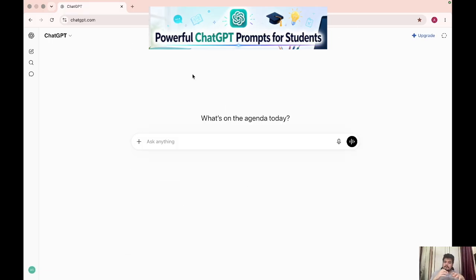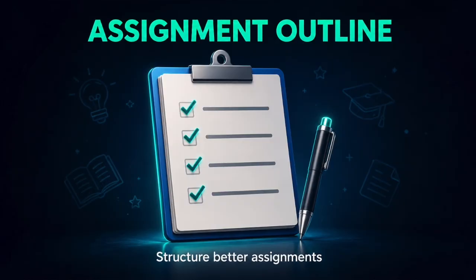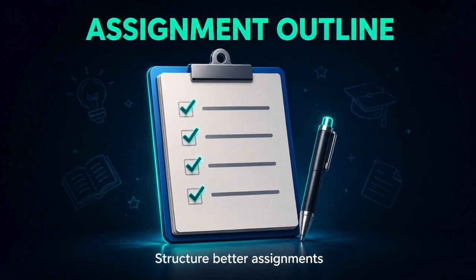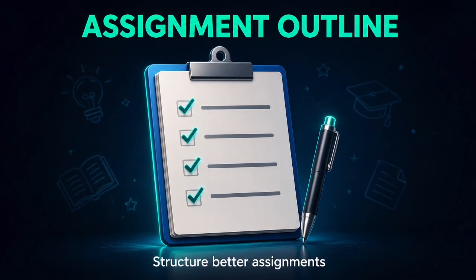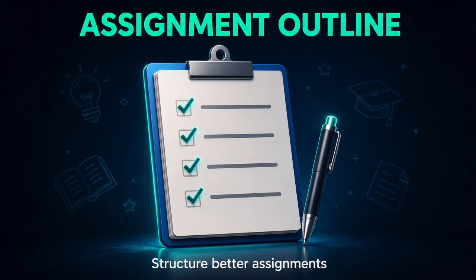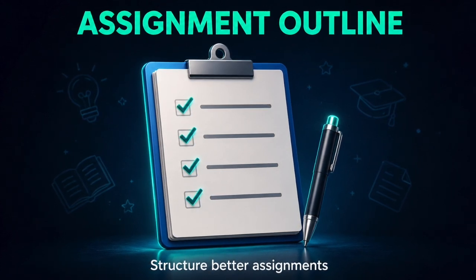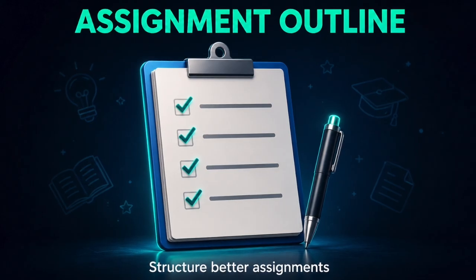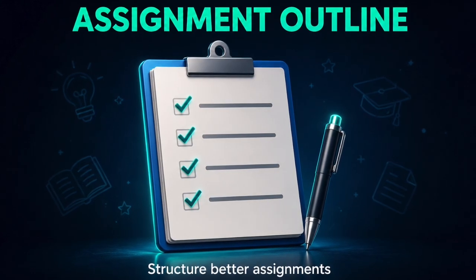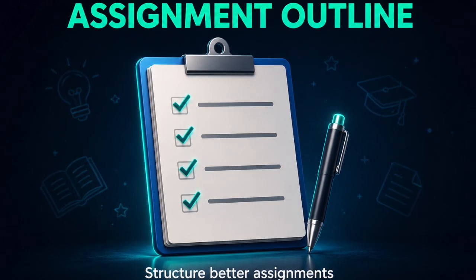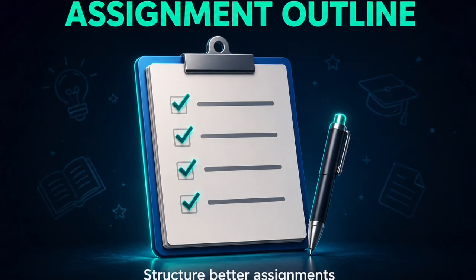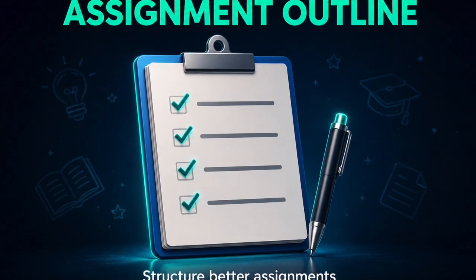Now moving on to the fifth prompt. It is about assignment outline. So the fifth prompt is for essays and assignments. Important note: do not use ChatGPT to simply write your entire assignment and submit it as your own work. That can create academic integrity problems. A better use is asking ChatGPT to help you structure your thoughts. Use it for outlines, arguments, examples, counterpoints, and research direction.